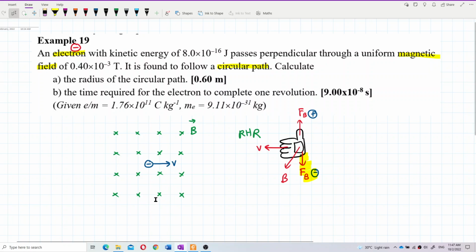So I use my right hand. Velocity is the finger, magnetic field is the palm, pointing into the page. So my thumb actually is pointing upwards, but because it is an electron, the magnetic force should be opposite the thumb. So instead of going upwards, the magnetic force is actually downward.